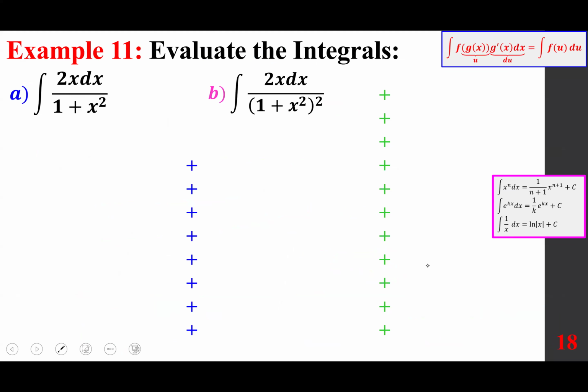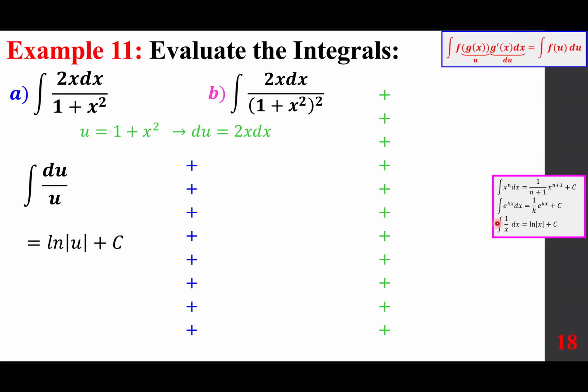Again, I have a couple of questions side by side because I want you to see and compare and be able to distinguish between the two. In both cases, the denominator 1 plus x squared, not to the power, is the choice option. The derivative is 2x, therefore du is 2x dx. So this is clearly just given as du over u, and the integral of du over u follows the natural log. So it's ln, natural log of absolute value of u plus a constant.